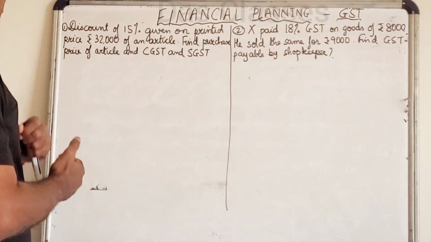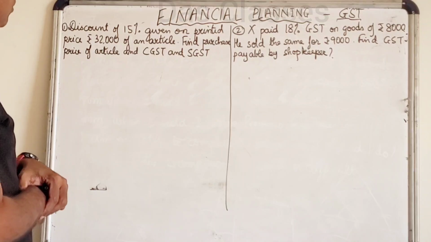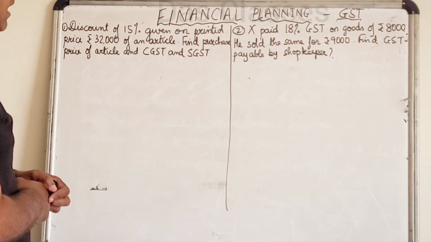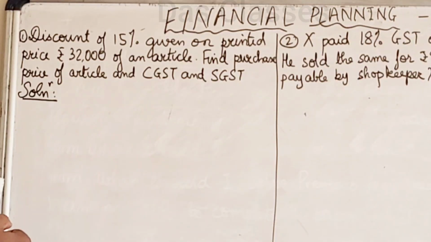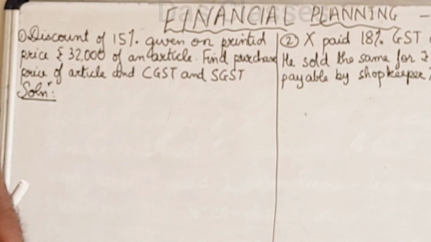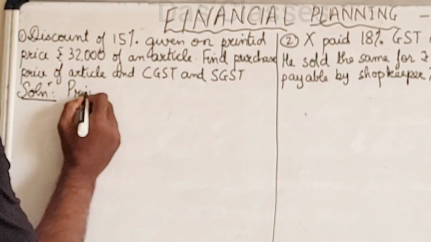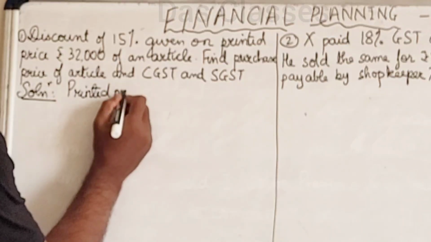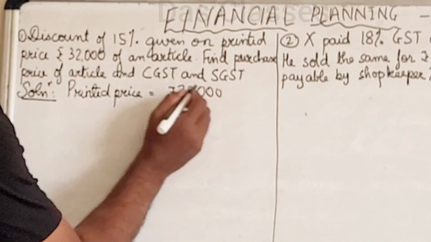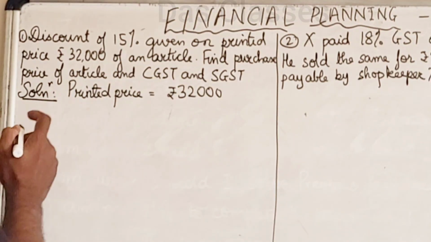Question is, discount of 15% given on printed price rupees 32,000 of an article. Find purchase price of article and CGST and SGST. Okay, to find the CGST and SGST, first of all, we need to know the price. Now the printed price is 32,000, and a discount of 15% is given. So first we need to calculate the discount.